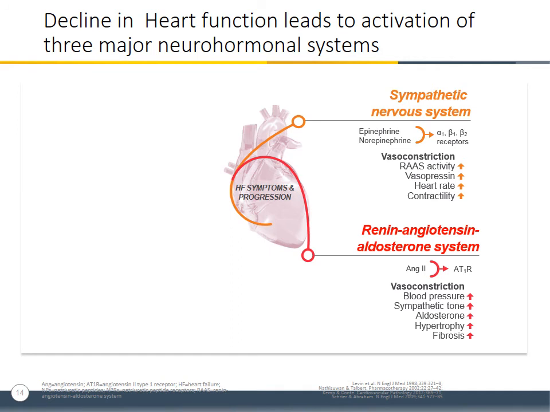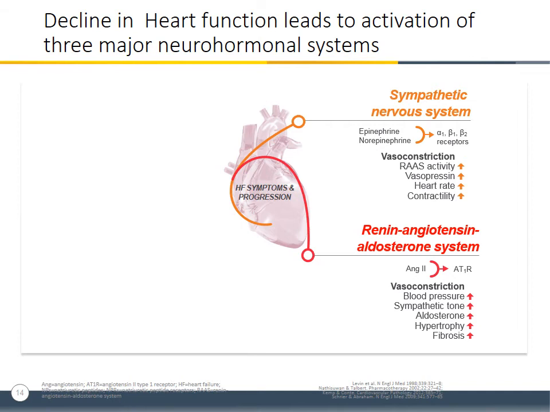This is the renin, angiotensin, aldosterone system. AT1R: vasoconstriction, blood pressure rises. Sympathetic tone rises. Aldosterone rises. Hypertrophy rises, and also fibrosis.